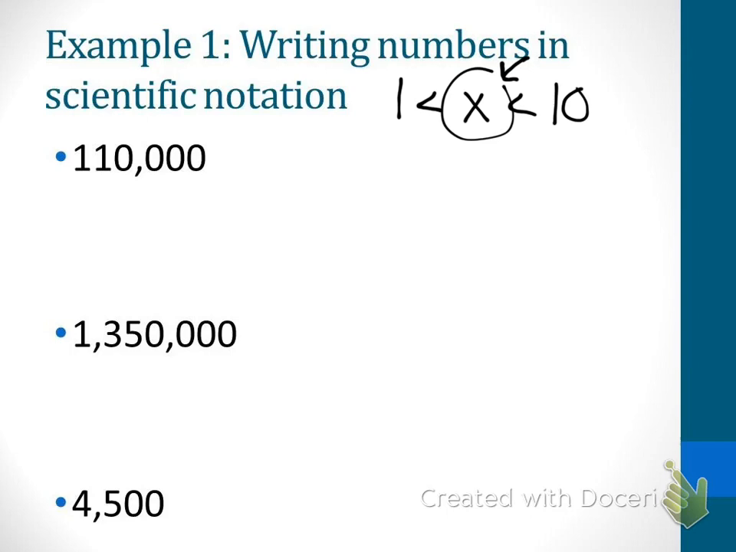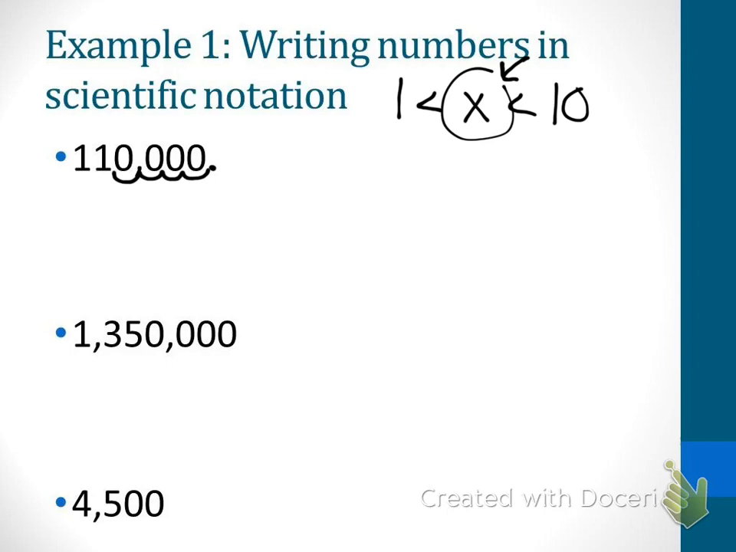That's your rule. So where's the decimal place in 110,000? It's after the ones place, right? If you don't see a decimal in the number, the decimal is after the ones place. So I'm going to move my decimal to a value that gives me a decimal value greater than 1 but less than 10.